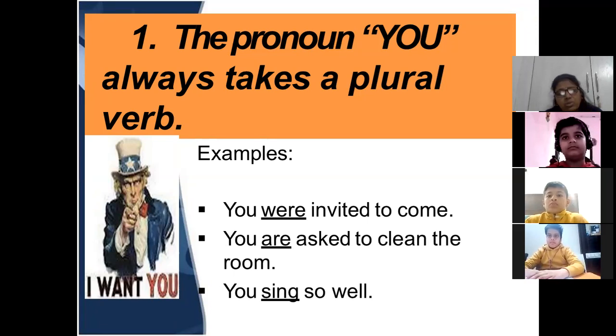If I'm saying to a single student, then also I will use you. And if I'm saying to the whole class, then also I'm going to use you. So you always takes a plural verb. Means you are going to use were, are with you.